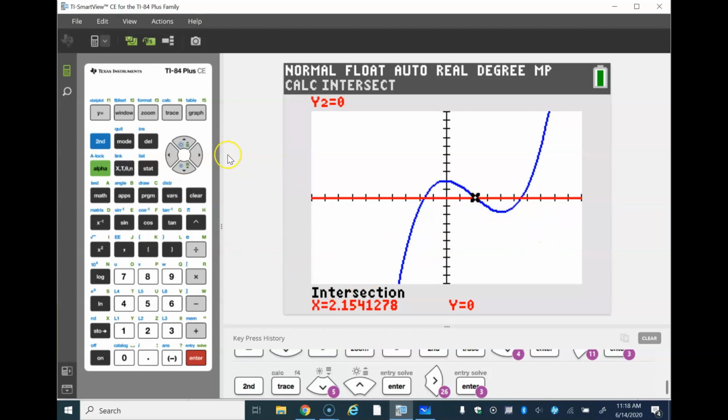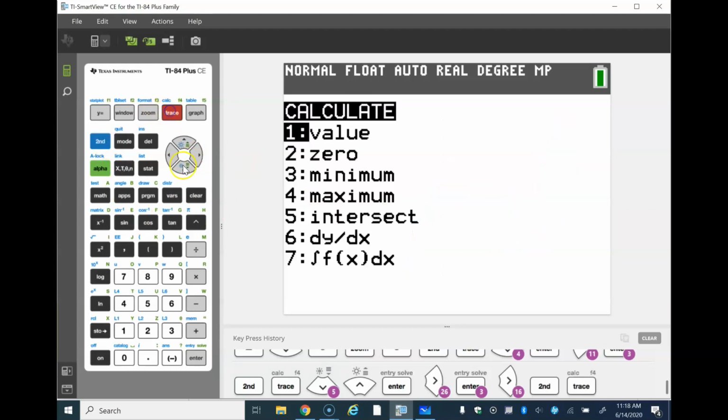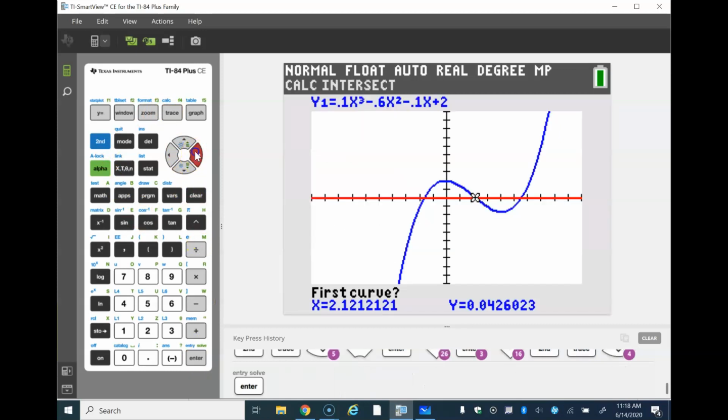So let's go get the third one. Remember, again, don't just slide it over to here. You don't want to do that. That's a no-no. You have to hit second trace and then go back down to number 5 again and go over to the graph and then hit enter 3 times. 1, 2, 3. And that's going to be our third answer. So those are my zeros for each one of these answers.